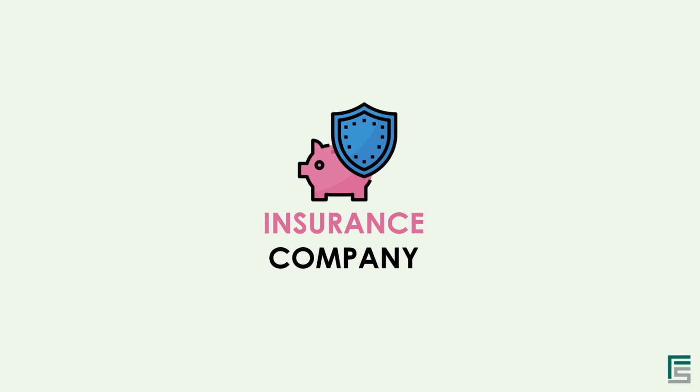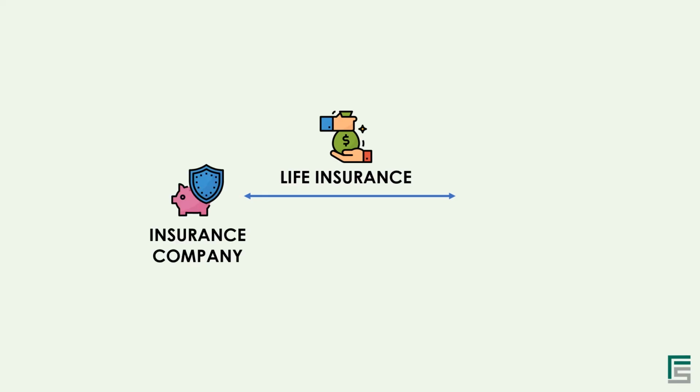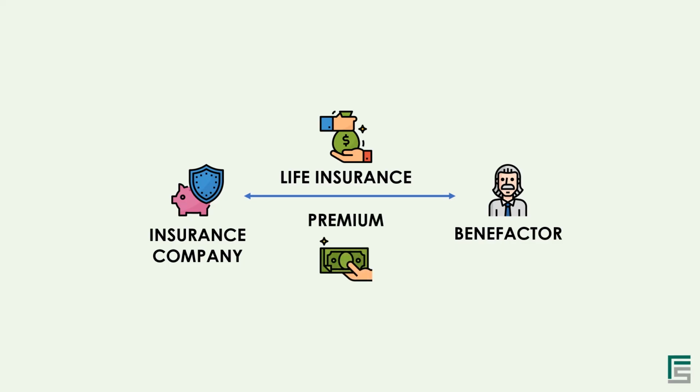Number 4. Insurance companies. They sell insurance to people. An insurance is basically a certain amount of money paid to the people who subscribed to the insurance when in need. Let's say a life insurance is paid to the beneficiary of the subscriber of the life insurance after the death of the subscriber. The subscriber pays a small amount of money, which is called premiums, at certain time intervals to subscribe to the insurance.